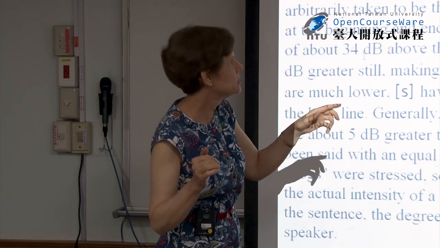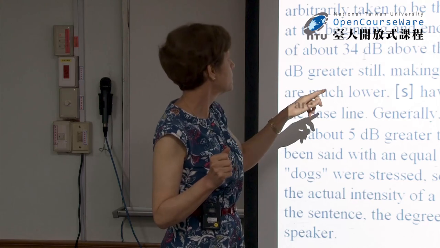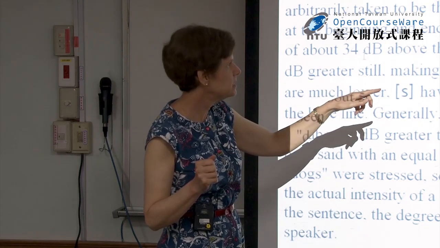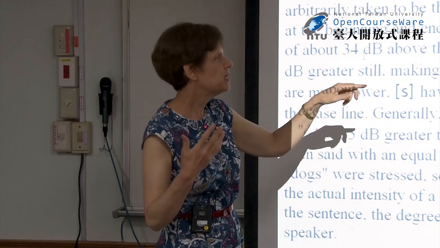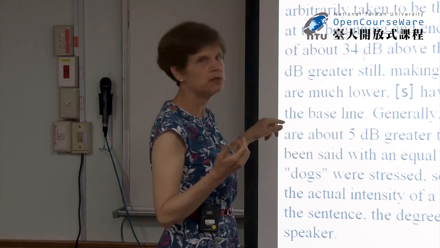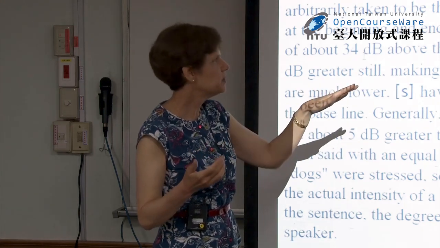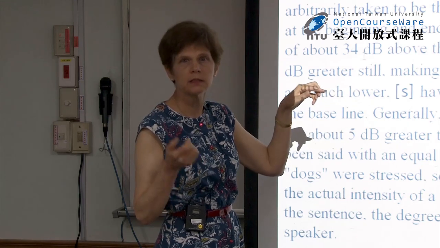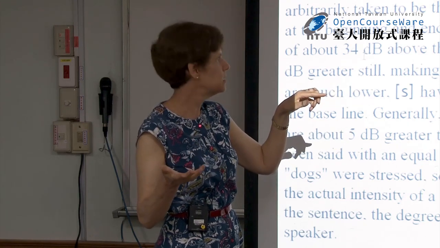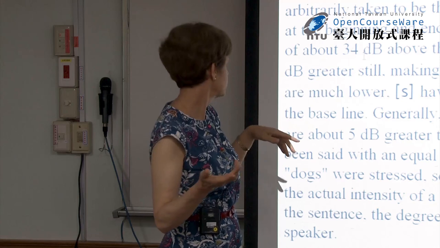The two fricatives, s and th, are much lower, s having a mean of about 17 decibels and th being about 13 decibels above the baseline. So remember we were talking about th being the quietest fricative, the quietest consonant in English, th, quietest sound.